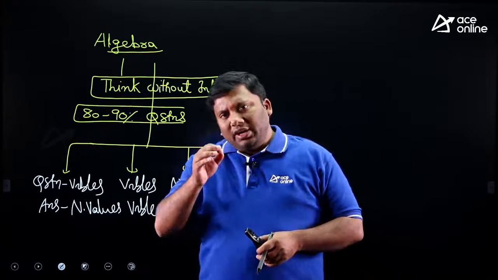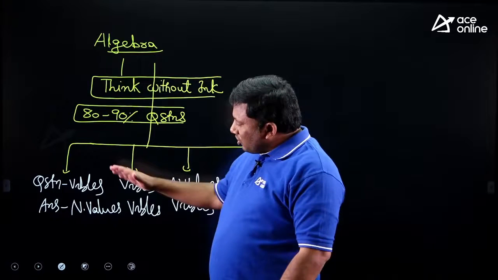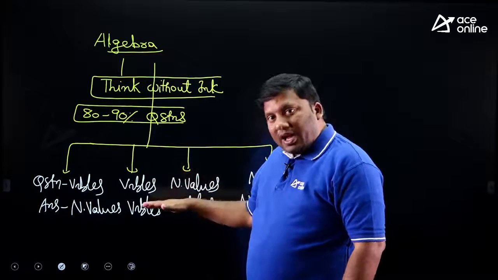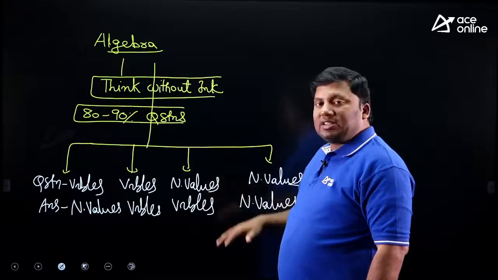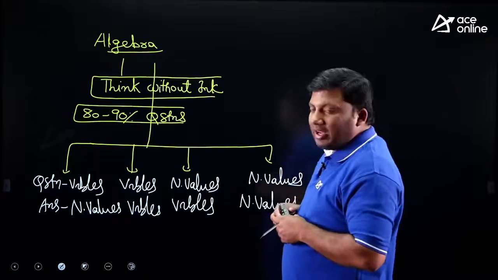Listen carefully to each and every question, sir. What are the 4 varieties? Question has variables, answer has numerical values. Question has variables, answer also has variables. Question has numerical values, answer has variables. Question has numerical values, answer has numerical values.